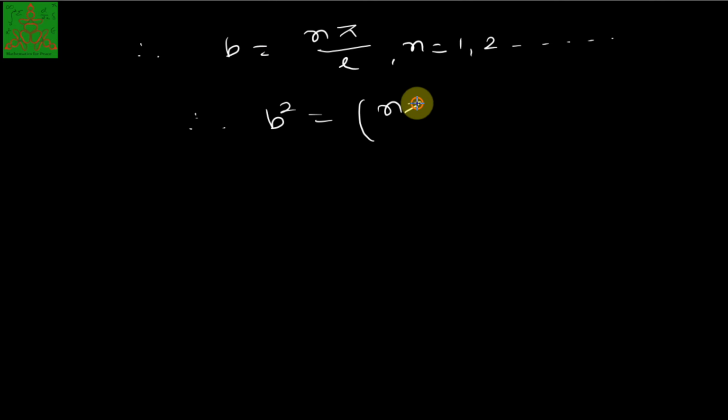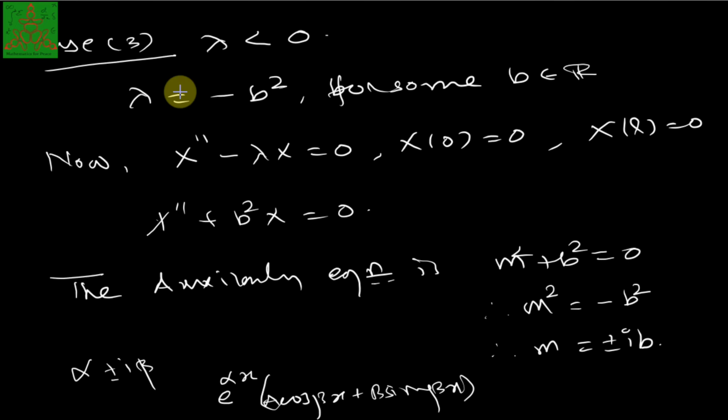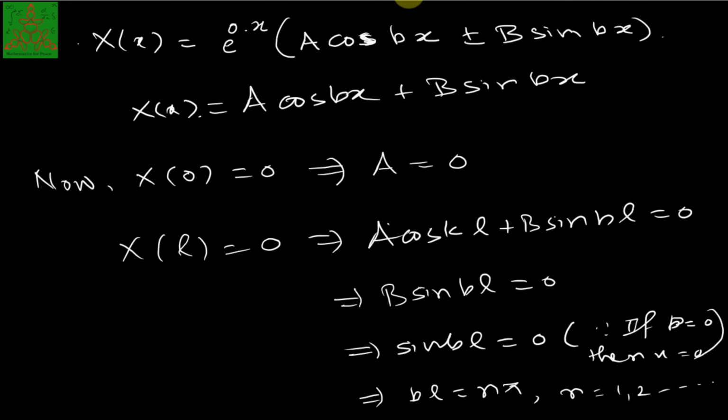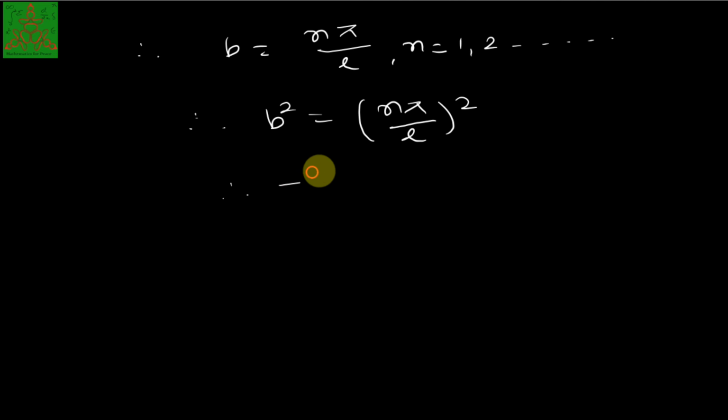Therefore, the value of b is n pi by L, where n is 1, 2, 3 and so on. Here we need to find the value of lambda. So b square will be (n pi by L) square, and we know that lambda is minus b square, so b square is minus lambda. So minus lambda is (n pi by L) whole square.